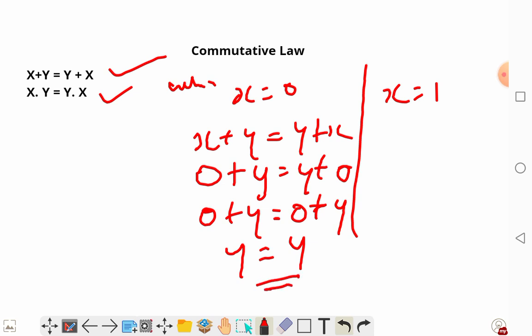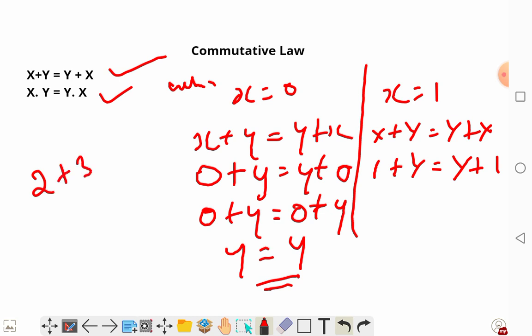Now in the same way we will write here x plus y is equal to y plus x. Now what is the value of x? The x value is 1, so 1 plus y is equal to y plus 1. We can interchange, right? 2 plus 3 or 3 plus 2, that is equal. So we can interchange: 1 plus y is equal to 1 plus y.